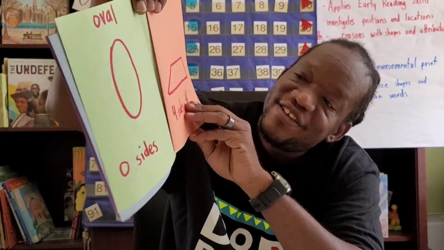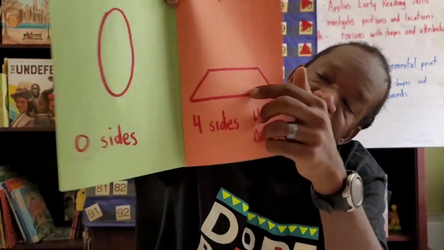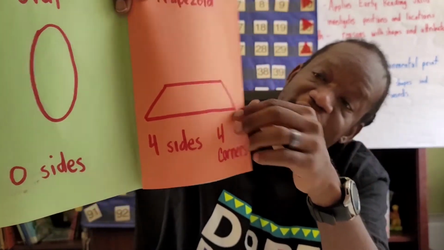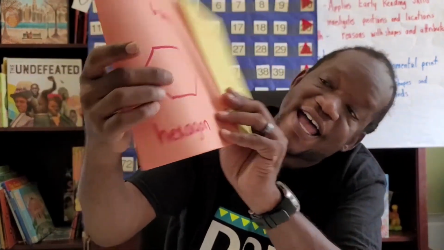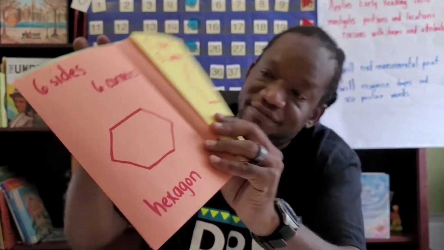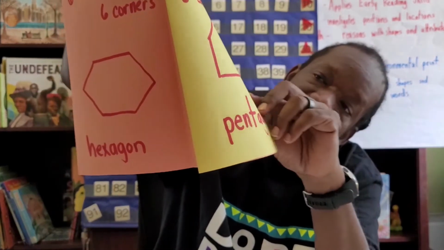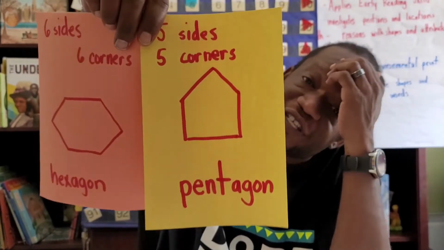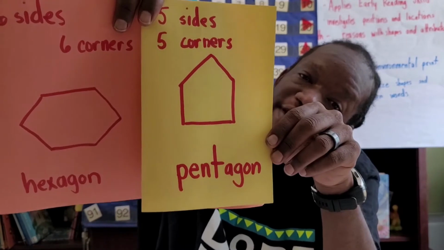We're gonna stop right there for right now. Let's go ahead and do the rest of them. This is a trapezoid. It has some slanted sides, but it also has 4 corners. And then we have a 6-sided shape. 6 sides. It's a hexagon. It has 6 sides and 6 corners. And we also have 5 sides. What's the name of the one with 5 sides? A pentagon. It's a pentagon.